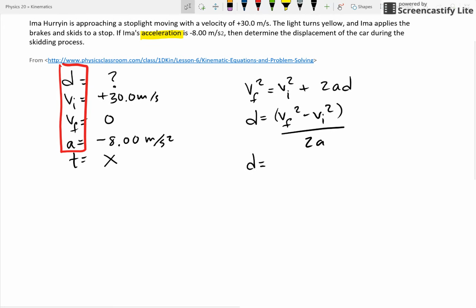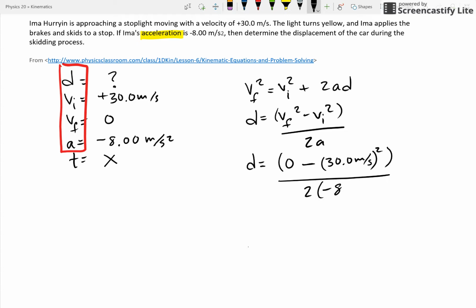So let's substitute into this equation our final velocity of 0 because Ima comes to a stop and starts at 30 meters per second. But remember, this is all squared. And I'll put this in brackets because it's all divided by 2 times the acceleration. Okay, so take a moment and solve for this. Use your calculator. So 30 squared, divide by 2, and also divide by the -8.